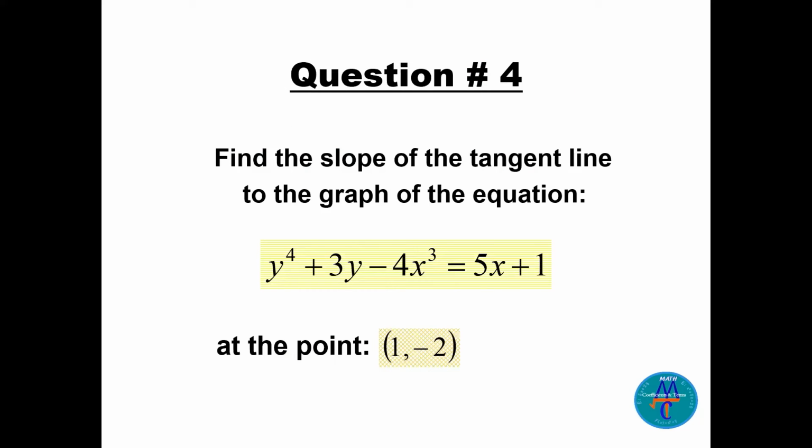Question number 4 is interesting. Find the slope of the tangent line to the graph of the equation y to the power 4 plus 3y minus 4x cubed equals 5x plus 1 at the point (1, -2). So what do we have to do? The whole idea is to find dy over dx, which is y prime, which represents the slope.